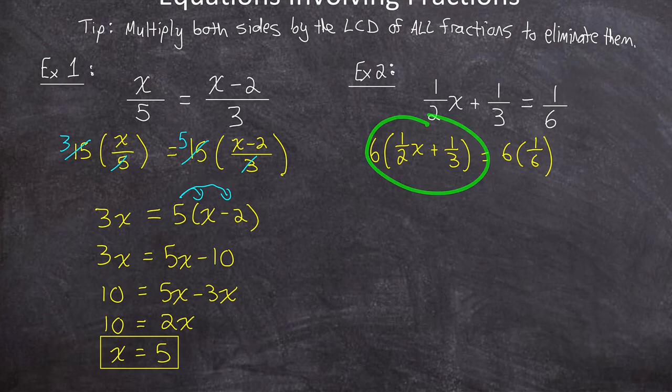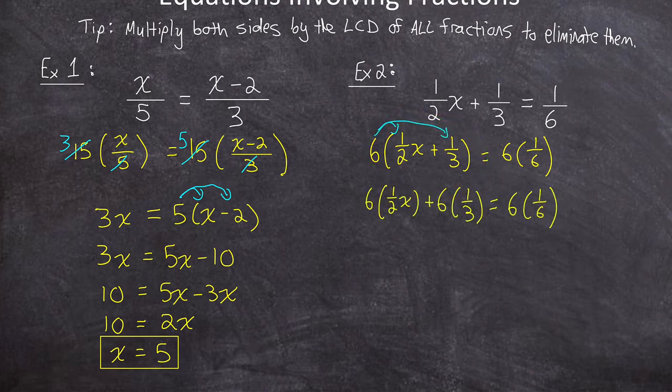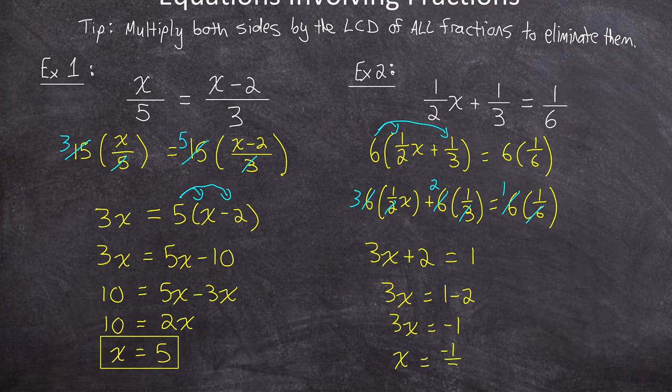On the left side of the equation, I'll have to distribute the 6 to both terms, and now I can start reducing these fractions. 6 divided by 2 is 3, 6 divided by 3 is 2, and 6 divided by 6 is 1. So on the left side of the equation, I have 3 times x plus 2 times 1. That's just going to be 3x plus 2. And then on the right side of the equation, I just have 1 times 1, which is 1. I'll isolate the variable term by moving the 2 to the other side. So I have 3x being equal to negative 1. And then if I divide by 3, I find that x is equal to negative 1/3.